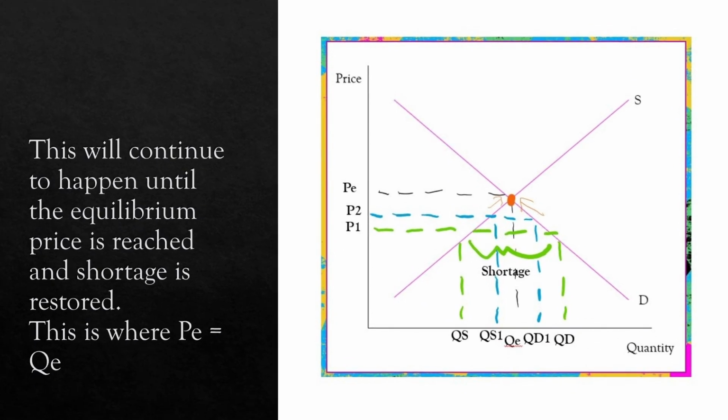This would continue to happen until the equilibrium price is reached and the shortage is restored. So this is back to where PE is equal to QE. And you can see here I've drawn an orange dot in the middle, back at our equilibrium point.